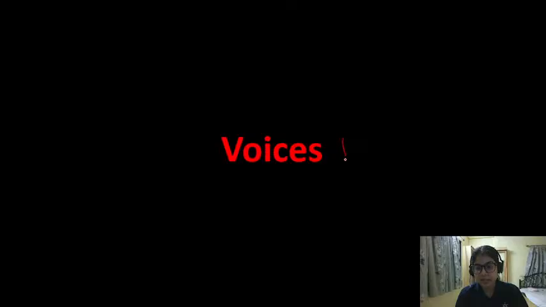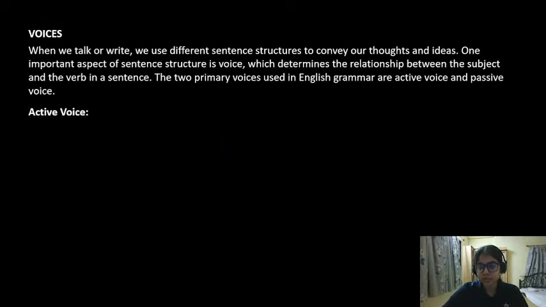Now, voices, as it suggests, is the way a speech is spoken. Voices iterate two types of different speeches that are spoken. First of all, the basic definition. When we talk or write, we use different sentence structures to convey our thoughts and ideas. One important aspect of sentence structure is voice, which determines the relationship between the subject and the verb in a sentence. The primary voices used in English grammar are active and passive. So these are the two voices that are used in English grammar.